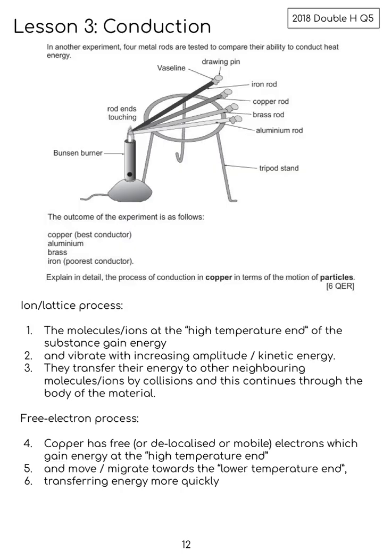For your next 3 marks, you want to talk about the free electrons because it's a metal. Copper has free electrons, which also gain energy at the hot end. They move towards the lower temperature end, the cold end, and they transfer energy more quickly.